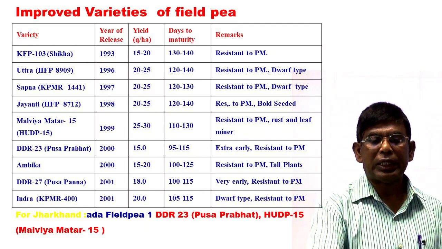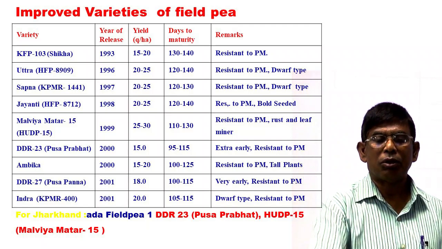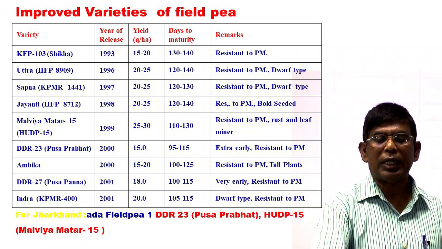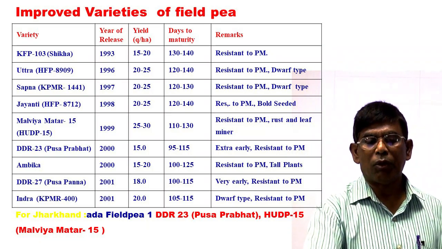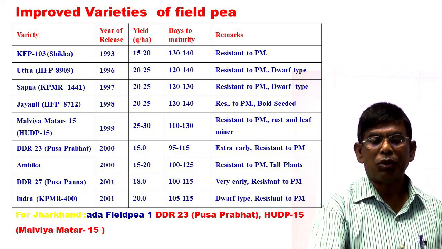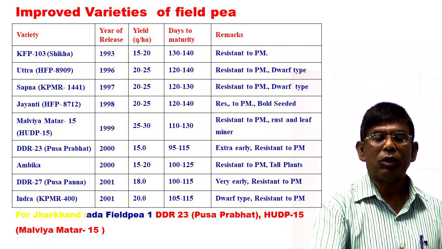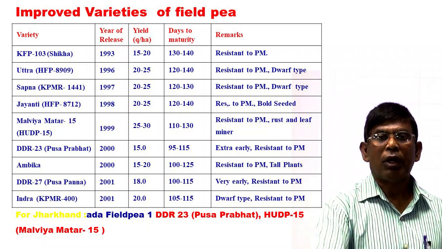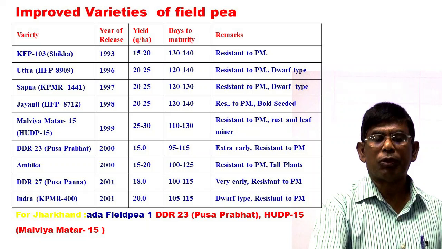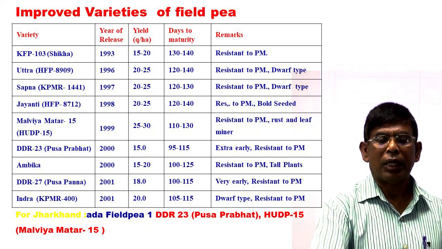Then DDR 23, which is also known as Pusa Panna. Its duration is 110 to 115 days. It is a very early type and resistant to powdery mildew. Then Indra, it is a dwarf type and resistant to powdery mildew, and its duration ranges from 105 to 115 days with a yield capacity of 20 quintal per hectare.